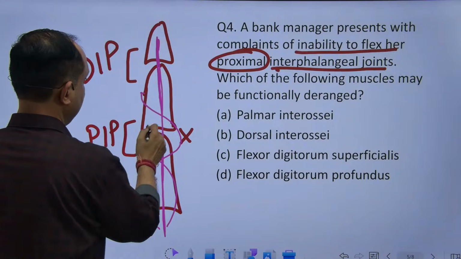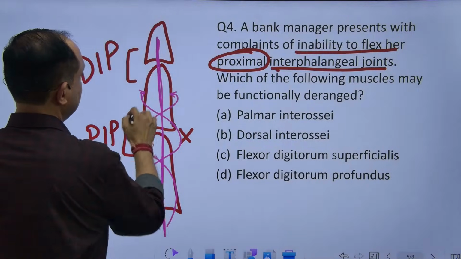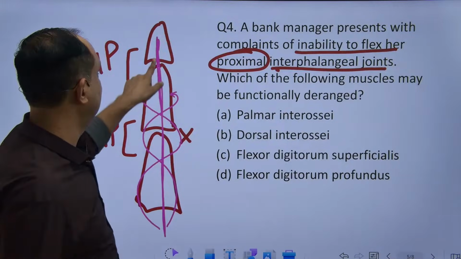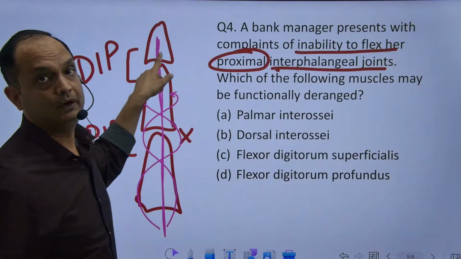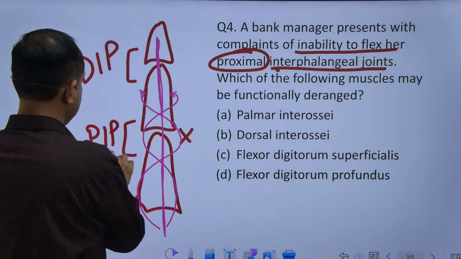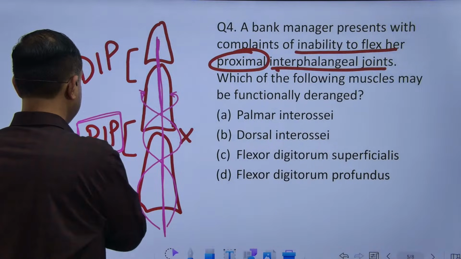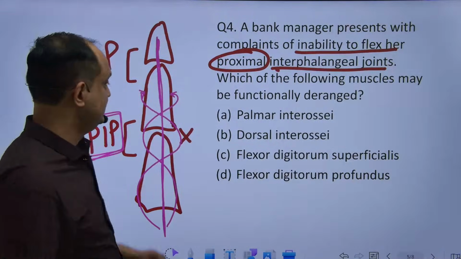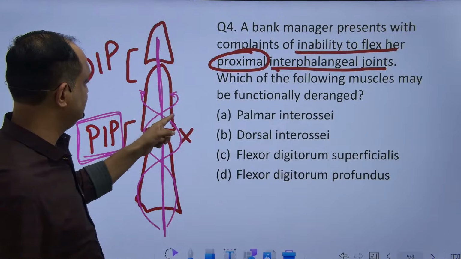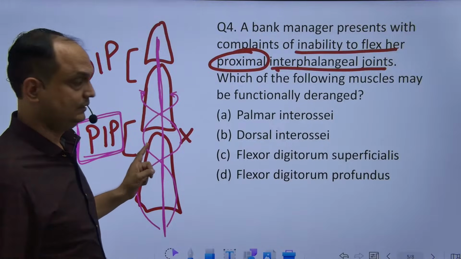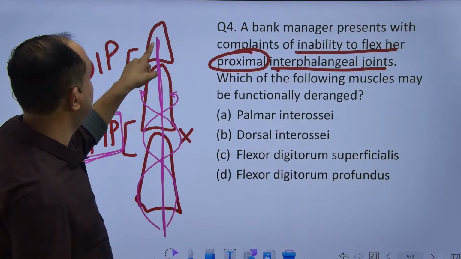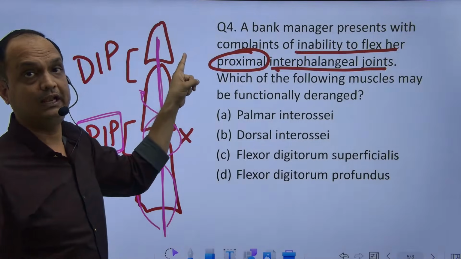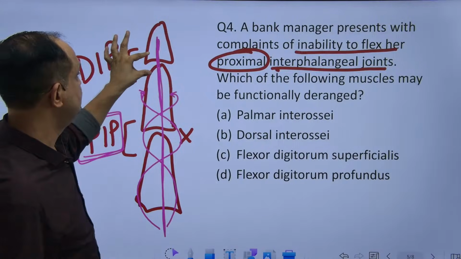So this is the pattern of flexor digitorum superficialis, and this is the tendon of flexor digitorum profundus. This proximal interphalangeal joint is not functioning. That means it is purely the action of flexor digitorum superficialis tendon. The profundus tendon is long enough, which will insert on the distal phalanx, and it moves the distal IP joint.